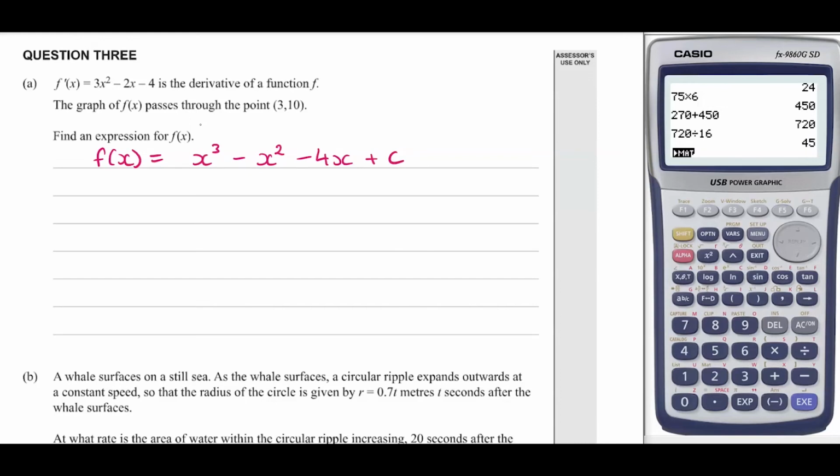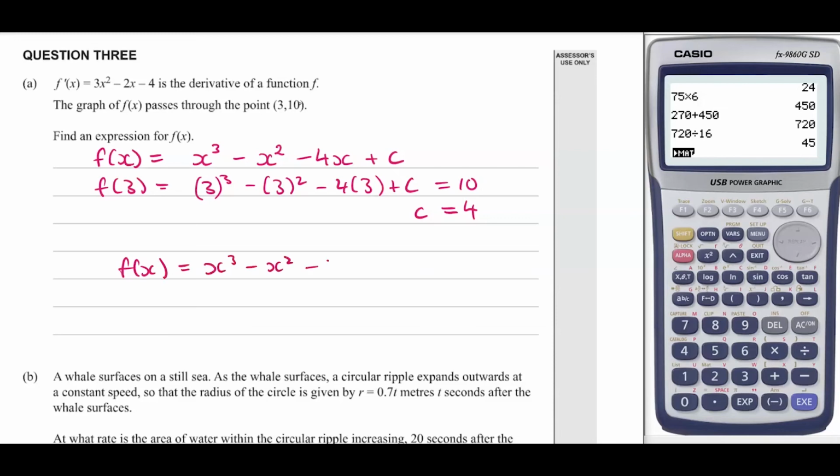We know that when x is 3, y is 10, so f of 3, that's 3 cubed, minus 3 squared, minus 4 times 3 plus c will equal 10, so therefore c has got to be 4. So f of x equals x cubed minus x squared minus 4x plus 4.